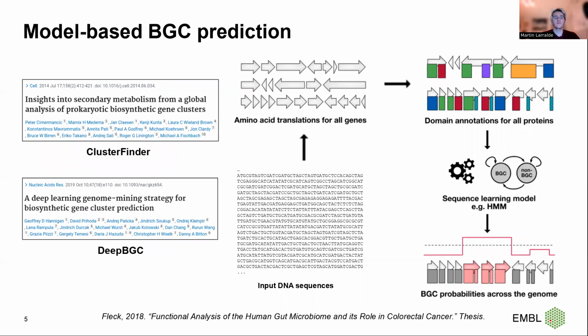The second type of approach, however, can discover new architectures. It uses domain annotation of all proteins as input features to a sequence learning model. And then the sequence learning model can output BGC properties across the whole genome. However, the existing model-based methods were clearly not satisfying in terms of accuracy, with a vast number of false positives being produced by both ClusterFinder and DeepBGC.